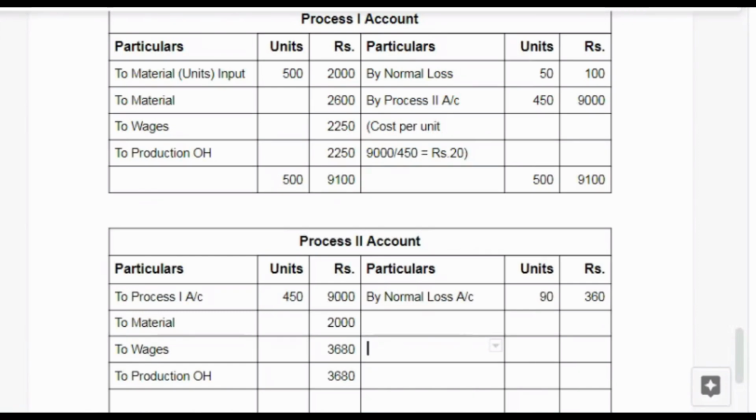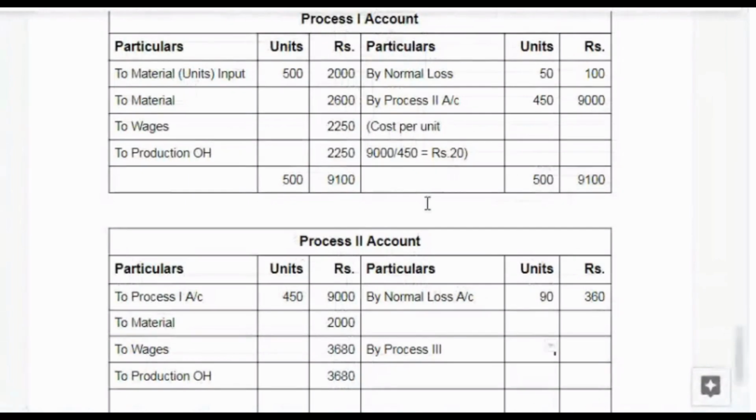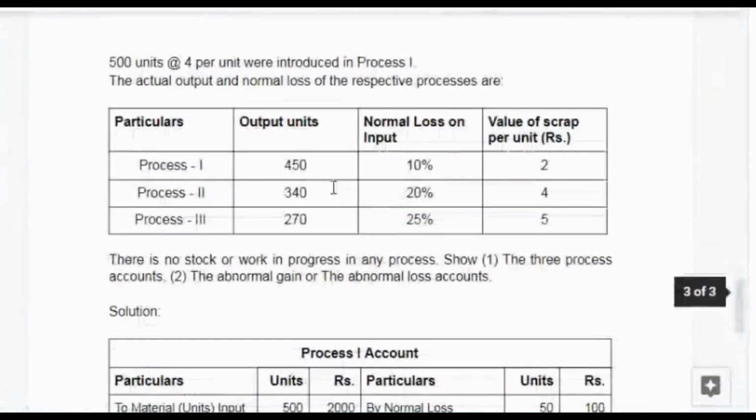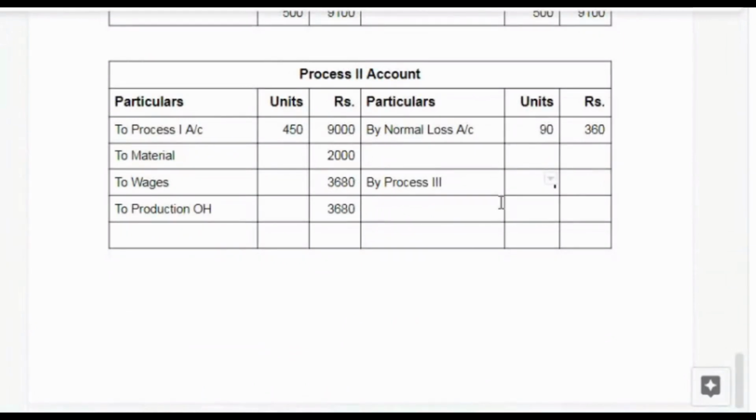And by process 3 account, the finished goods which is transferred to next process, and that amount is here 340 units. So here I write 340 units. Clear? Okay. So these are the information I just set in the process accounts.